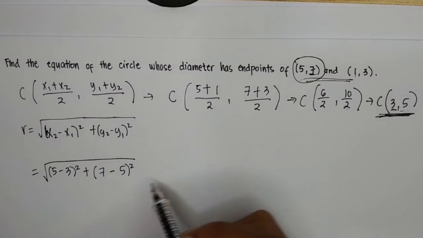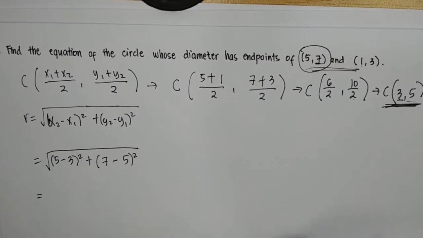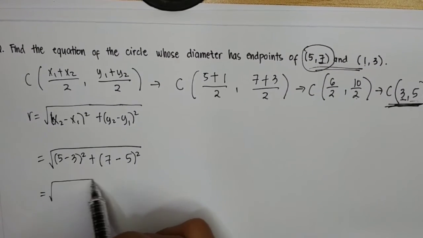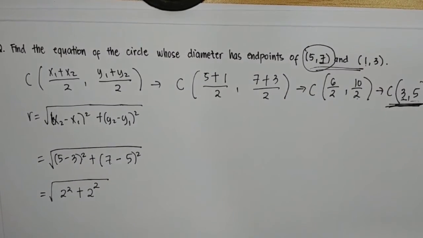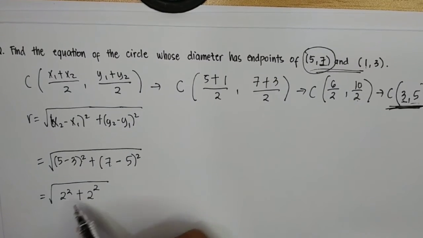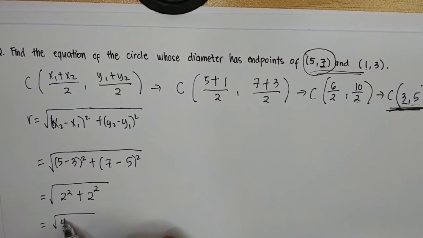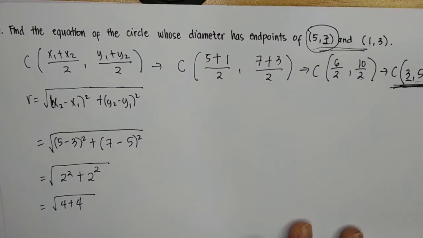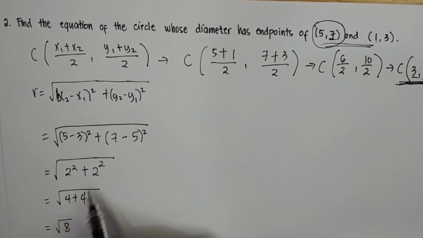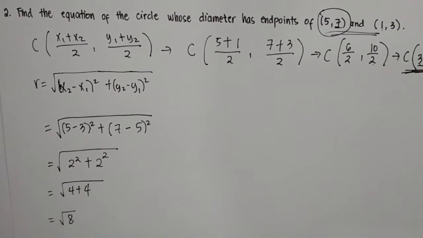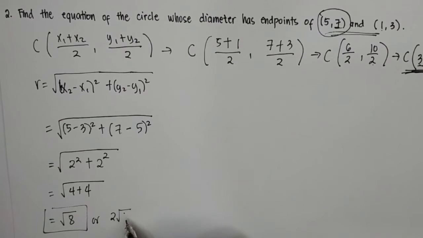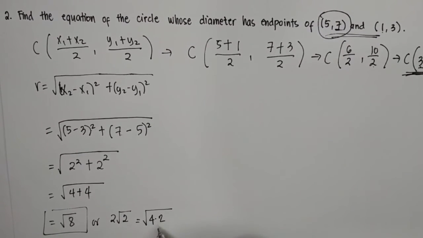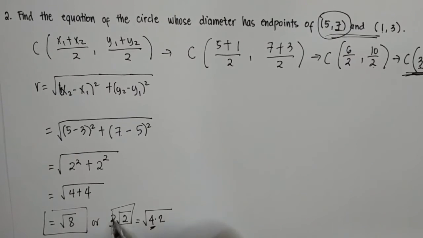So, this will be equal to 5 minus 3, that is 2, so we have 2 squared, plus 7 minus 5, that is 2, so we have 2 squared. This is now equal to the square root of 4 plus 4, so this is the square root of 8. Or that can be 2 square root of 2, since that is the square root of 4 times 2, so get the square root of 4, that is 2 square root of 2.